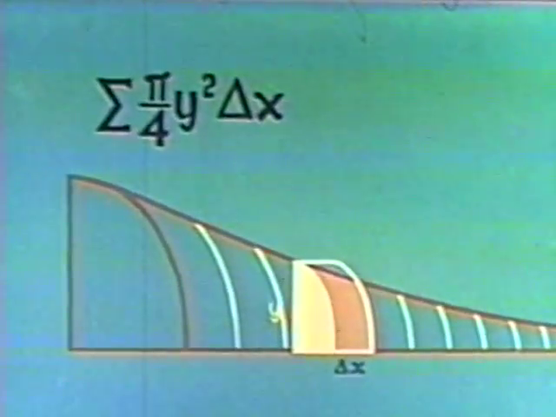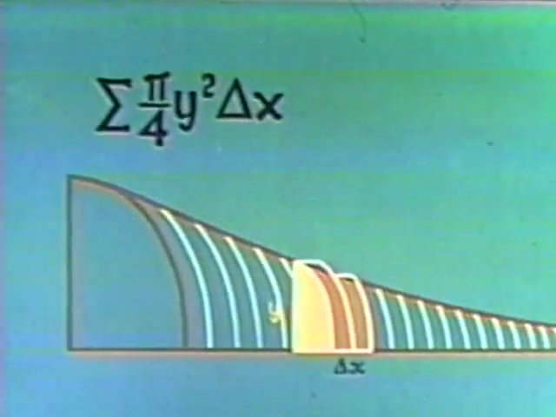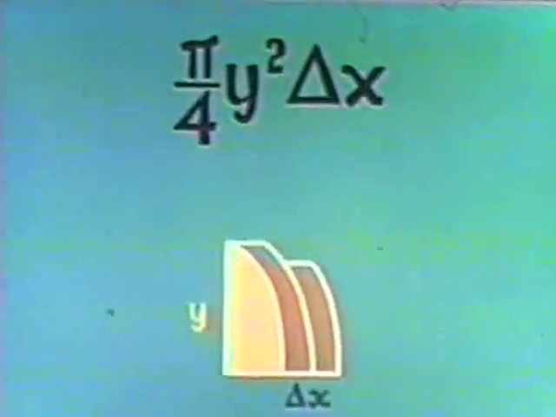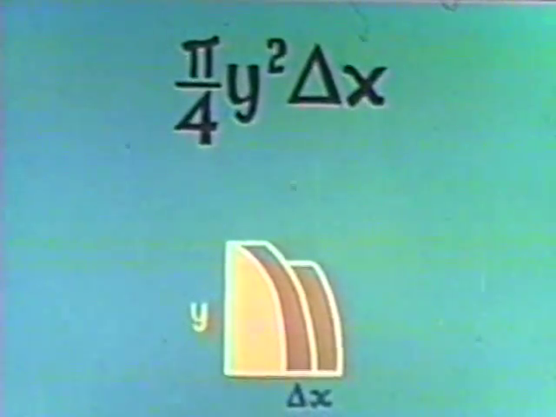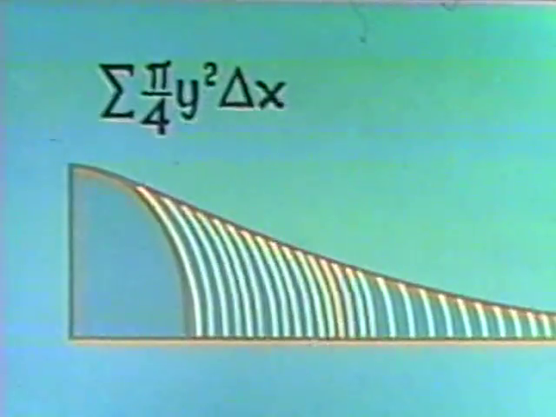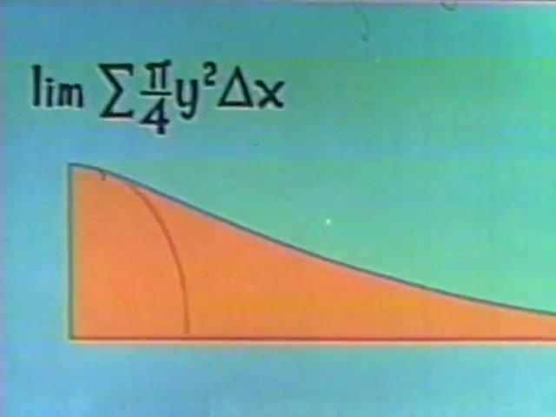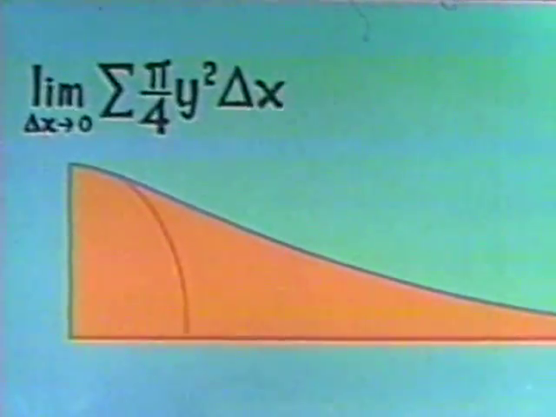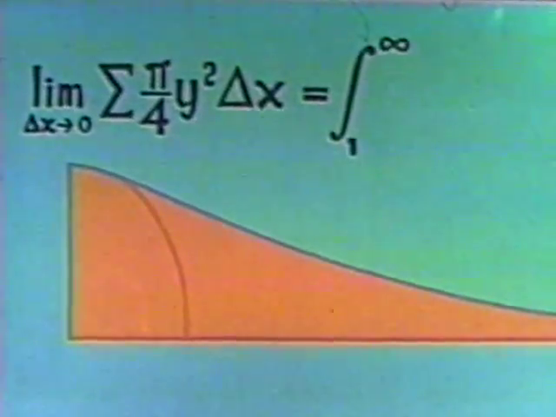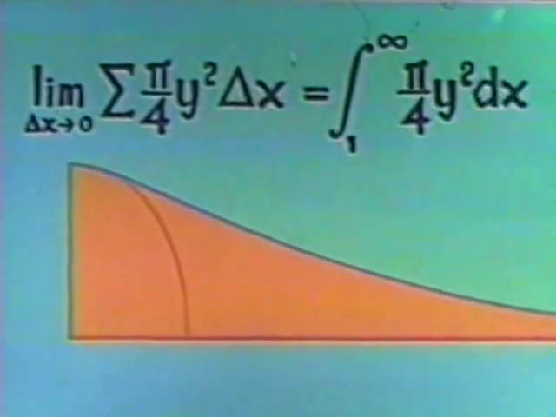Then we let delta x get smaller and smaller, and the number of quarter cylinders increase. See? Each quarter cylinder gets closer and closer to the actual volume as delta x gets small, in such a way that the sum gets close to the volume of the apartment house. Then we take the limit of this sum as delta x goes to 0, and we get the integral from 1 to infinity of pi over 4, y squared, dx.